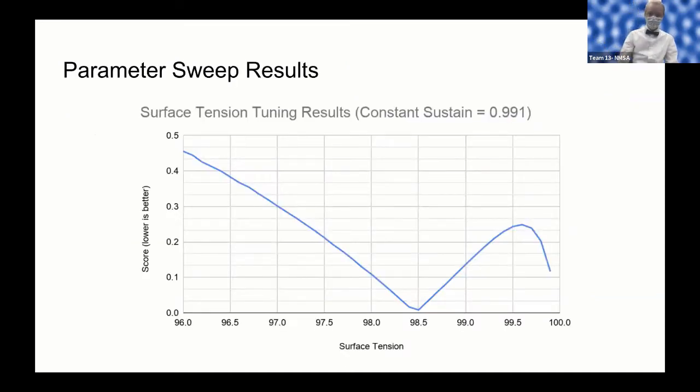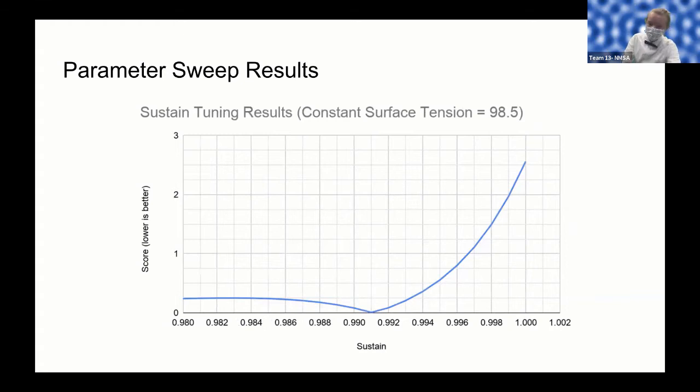So the results of these parameter sweeps are displayed here. To declutter the data, I have just plotted the surface tension tuning results here. And as you can see, there's a very clear minimum point at 98.5. So 98.5 seemed like the ideal surface tension variable that would make the model behave most like the inverse square law. And for sustain, we realized that 0.991 was the optimal value. And you'll notice that this inflection point is a result of the absolute value term in our function. That's why it goes down and then dips back up.